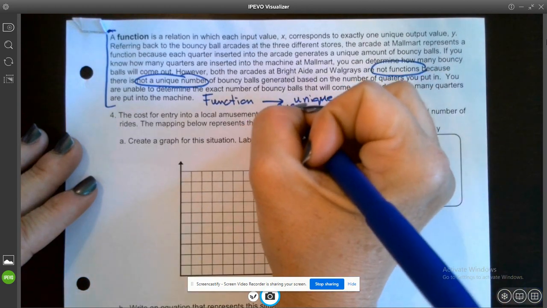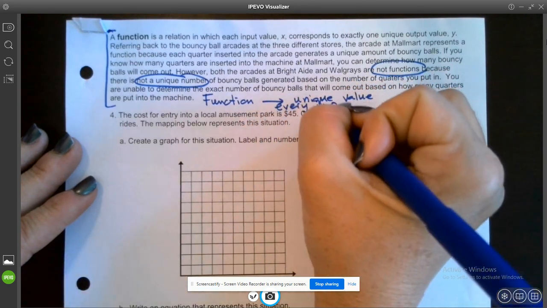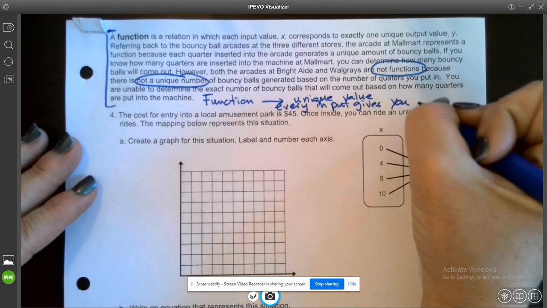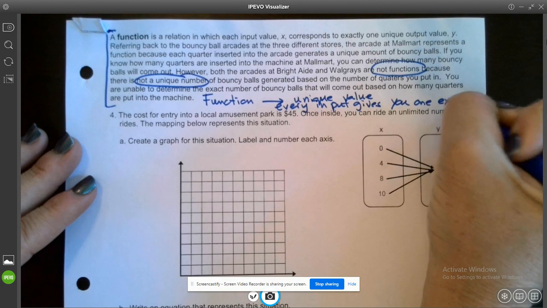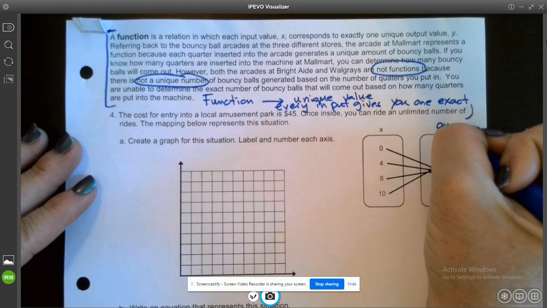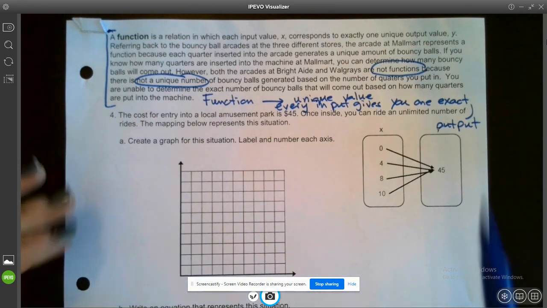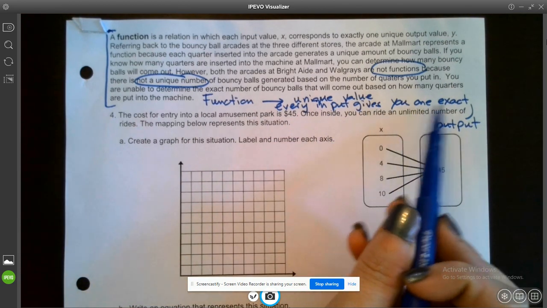I'm going to squeeze it in there. Every input gives you one exact output. I'm going to have to write down there. Sorry about that. So function, unique values. Every input gives you one exact output.